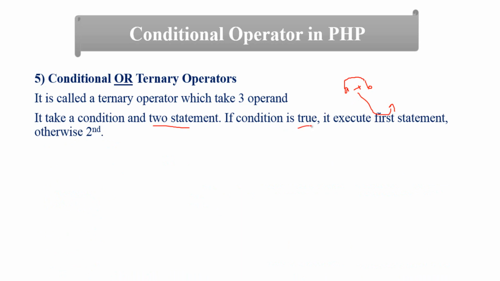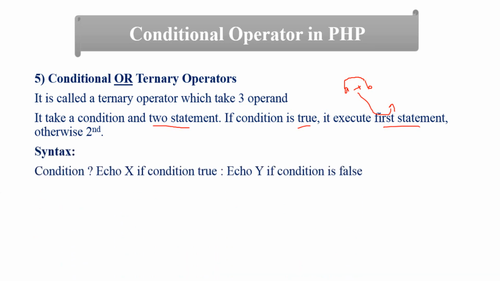If the condition is true, it executes the first statement. Otherwise, the second statement will be executed. Its syntax: here you have to put the condition, then a question mark, then echo x if the condition is true, then a colon, then echo y if the condition is false. This statement will be executed if the condition becomes false. If the condition becomes true, then this statement will be executed.